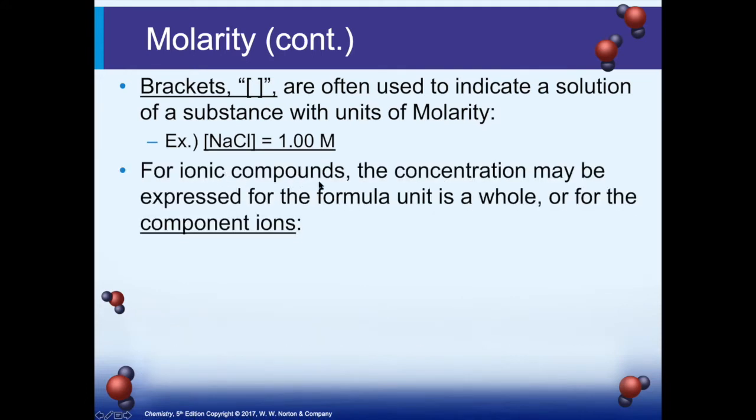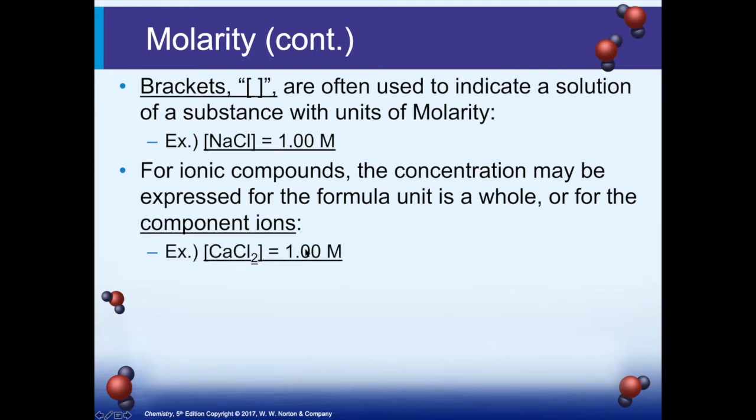So if we have an ionic compound, there's a couple ways to represent the actual concentration, because remember that when you dissolve an ionic compound, those ions are independent. They just kind of float around in solution independently. And so you may see that solution represented as a concentration of the solute as a whole, or as a concentration of one of the component ions. So for ionic compounds, the concentration may be expressed for the formula unit as a whole, or for the component ion. So for example, calcium chloride, okay?